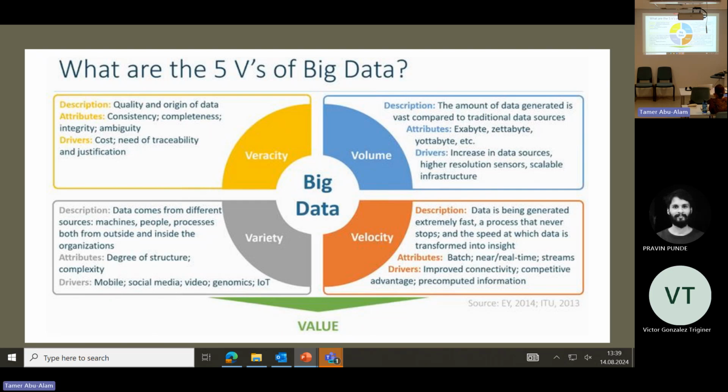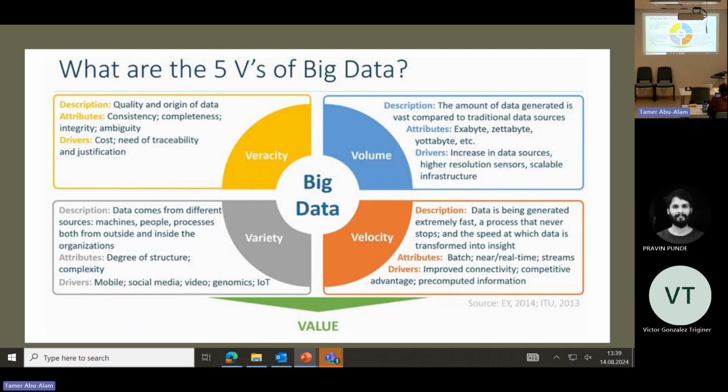Velocity: data is being generated very fast, in a process that never stops. Every minute we create data, at the speed at which data is transformed into insight. It's almost near real-time data now. And in order to take this into consideration, we need to improve connectivity and find a better way to connect ourselves to the world using the internet and other things.